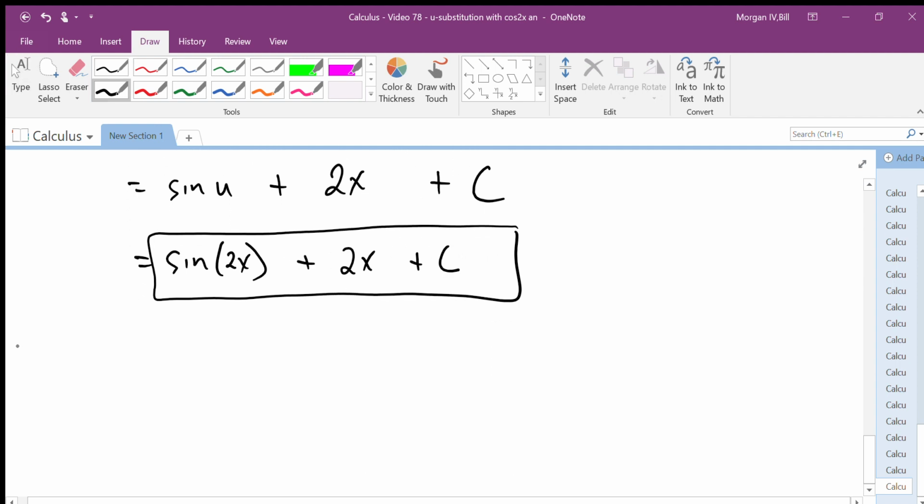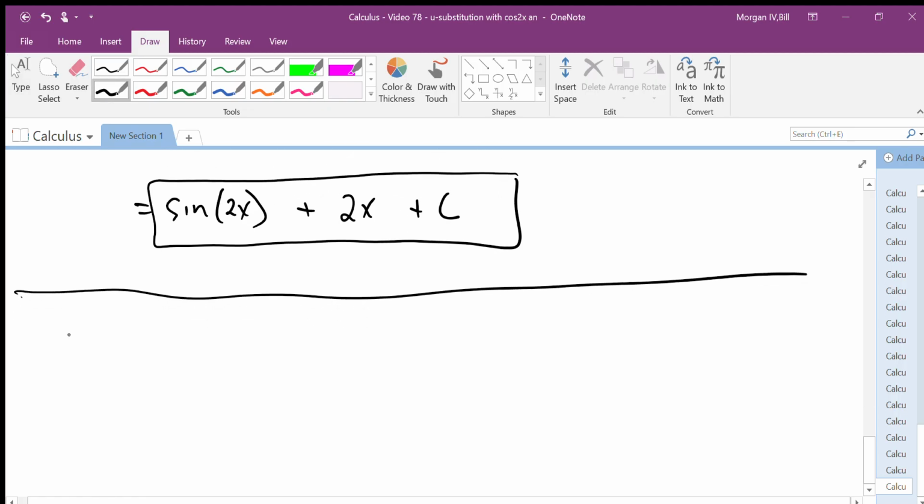Let's do one more. Let's do one with sine squared now. Okay, and let's do a definite integral. So how about the integral from, say, 0 to pi over 4 of 2 sine squared of x dx.